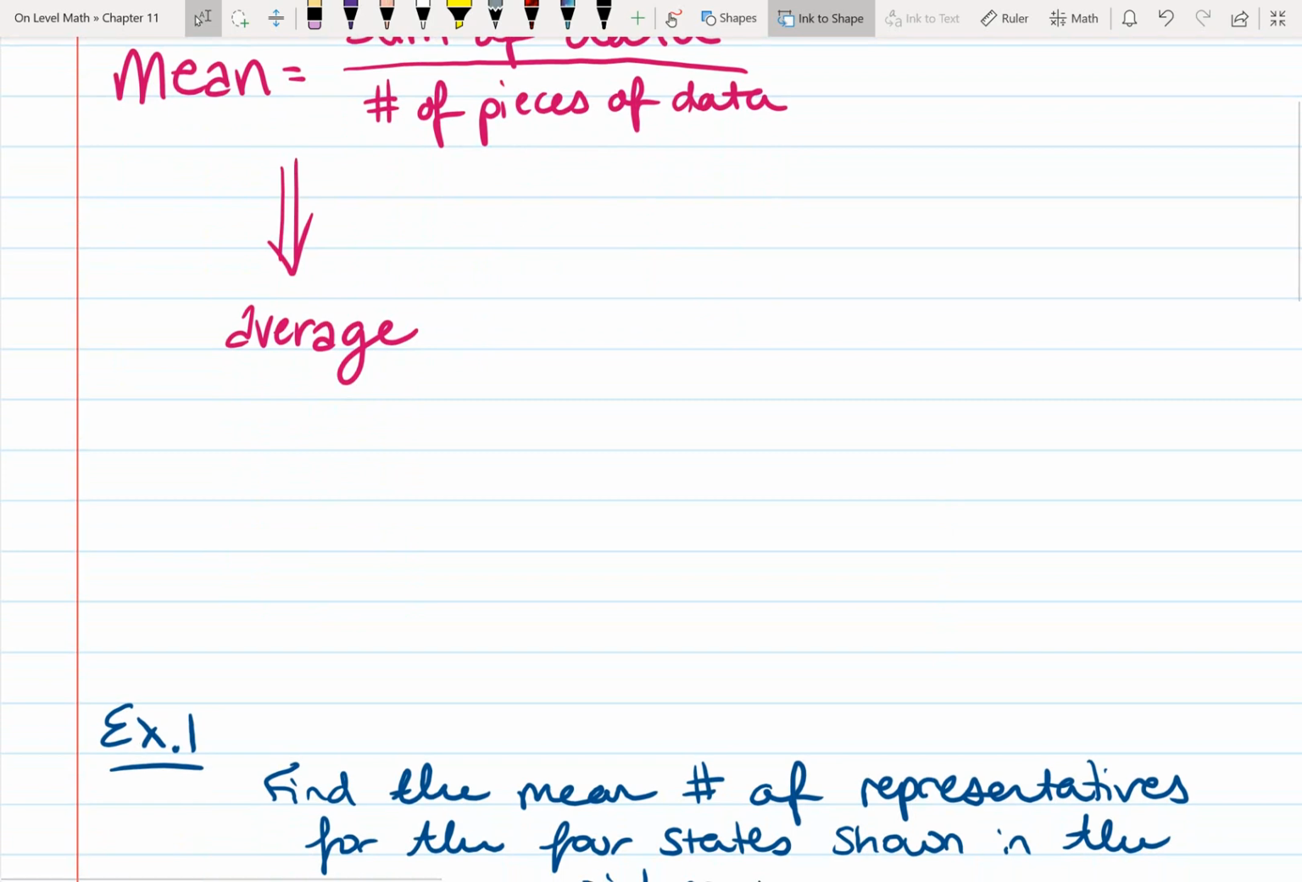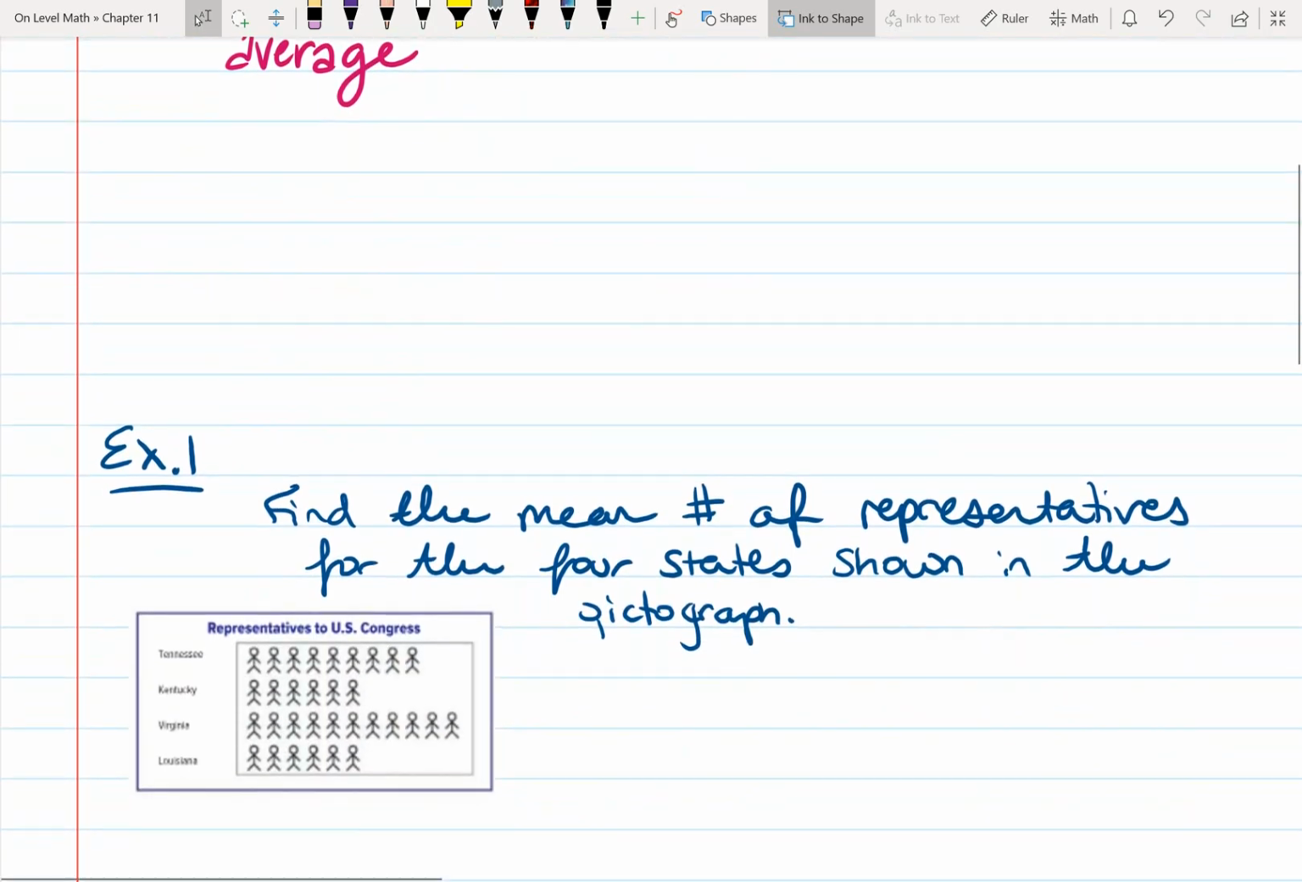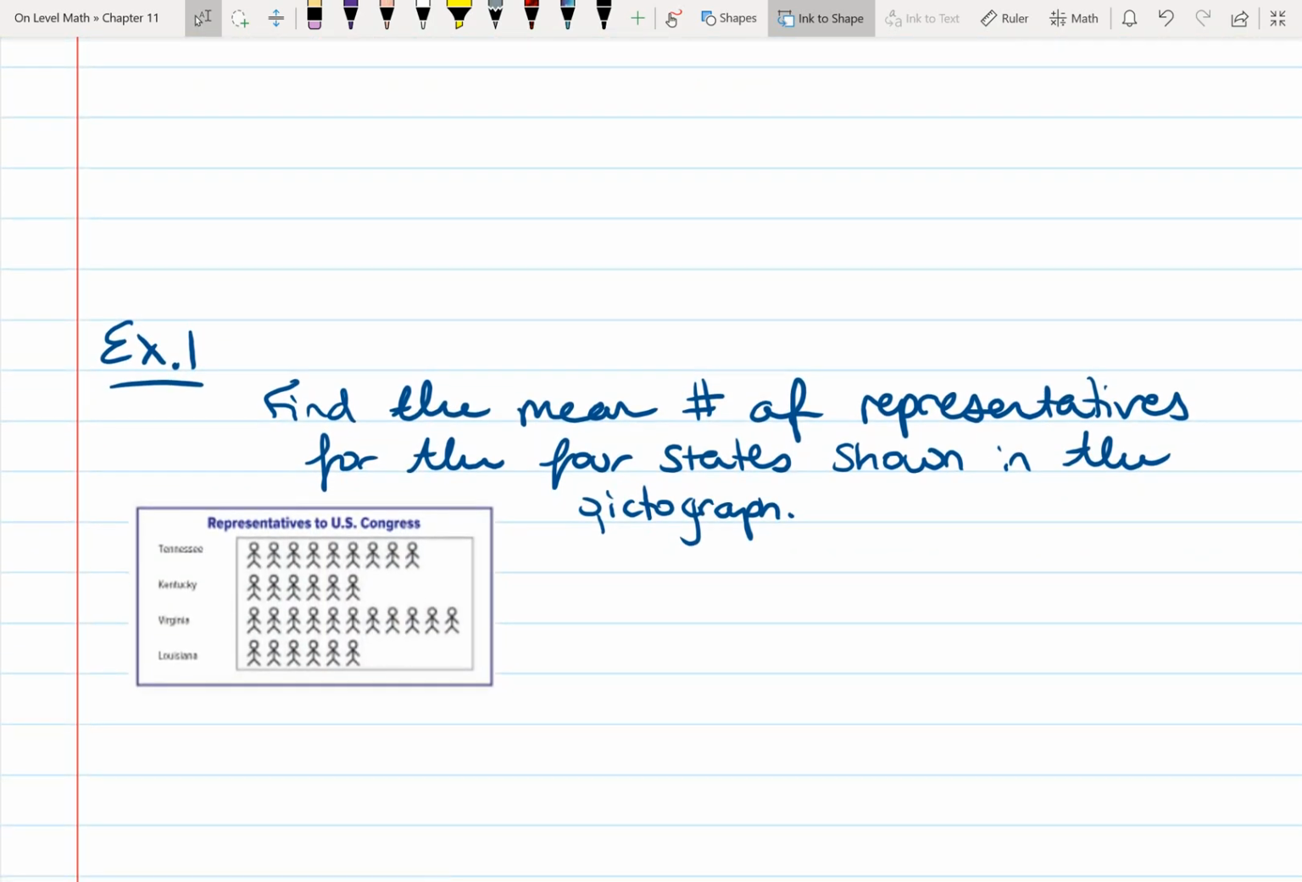So let's look at example 1. It says find the mean number of representatives for the 4 states shown in the pictograph. So instead of just being given a list of numbers like maybe you were in 5th grade, now you've got to find the numbers from a visual, right? So this is a pictograph.